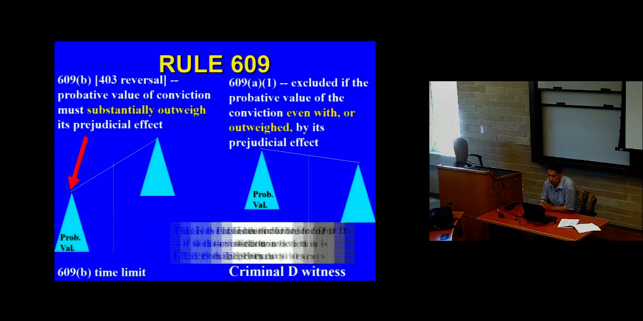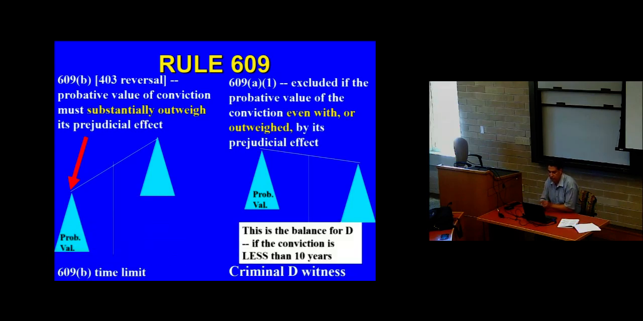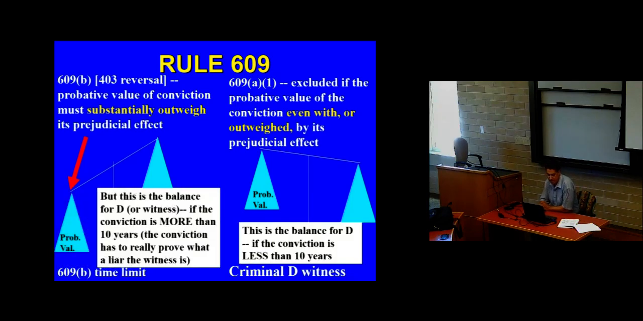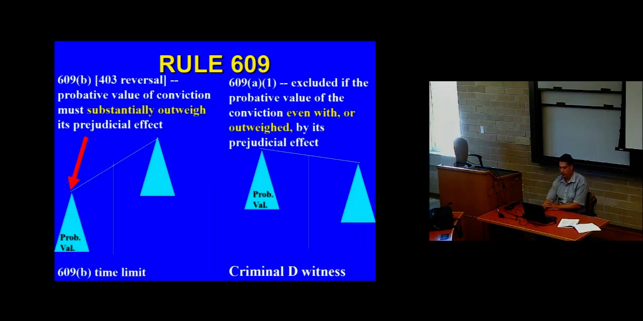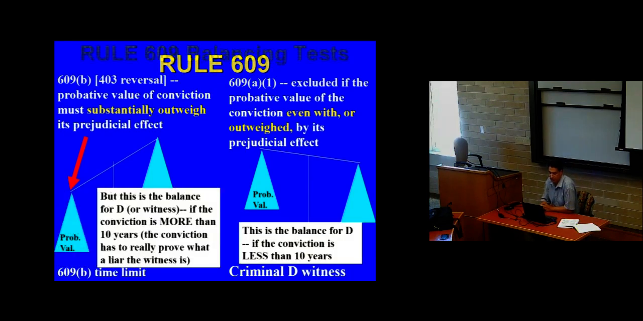So, compare and contrast the two sides for the criminal defendant witness and the 609B time limit, right? The criminal defendant witness's conviction is excluded if the probative value is even with or outweighed by its prejudicial effect. But notice, it's even harder to get a 609B time limit conviction in, because there, the reverse 403 has to kick in, where the probative value of the old conviction substantially outweighs its prejudicial effect.